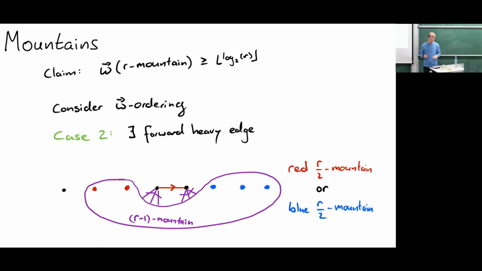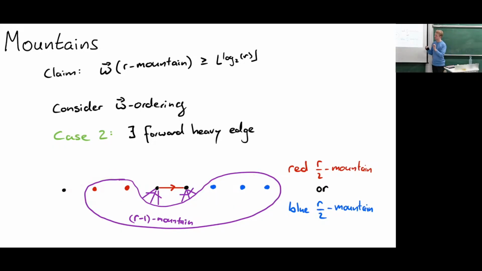Then the slightly harder case is that not all the heavy edges go backwards, so at least one of them goes forward. Well, then let's look at what actually happens with that edge. With this arc, there's some R-1 mountain that witnesses that this arc is heavy, and it lives somewhere in this ordering. Here I've drawn it with this purple outline. And what we're going to do is color all the vertices that come after this arc blue, and everything that comes before we're going to color red.